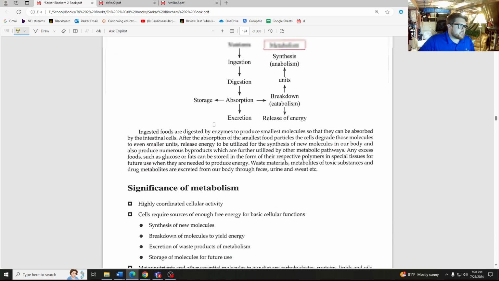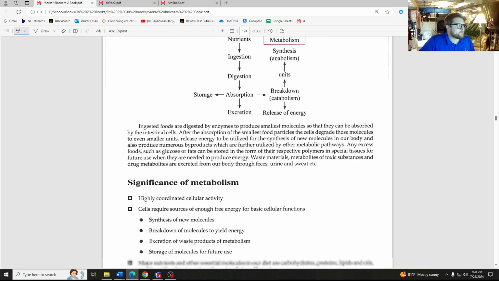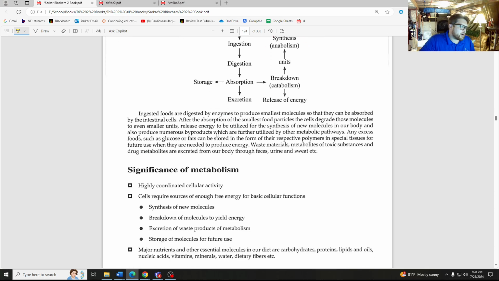The foods are digested by enzymes to produce the smallest molecules that can be absorbed by the intestinal cells. After the absorption, the cells degrade those molecules into even smaller units, release energy to be utilized for the synthesis of new molecules in our body, and also produce numerous byproducts, which are further utilized by other metabolic pathways. Any excess foods, such as glucose or fats, can be stored in the form of their respective polymers. So think glycogen or the triglycerides, or stored in the adipose tissue.